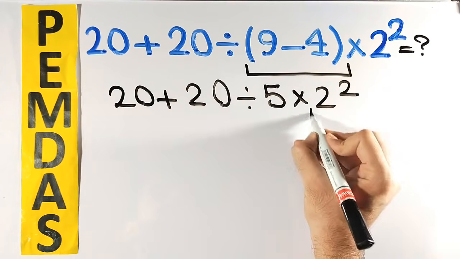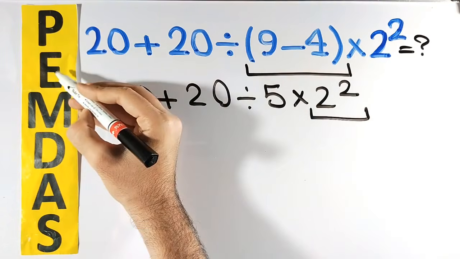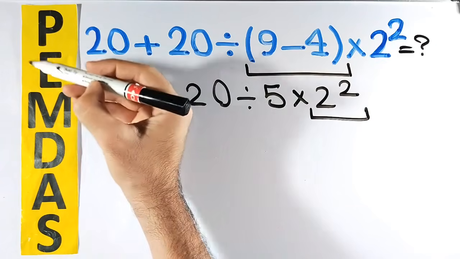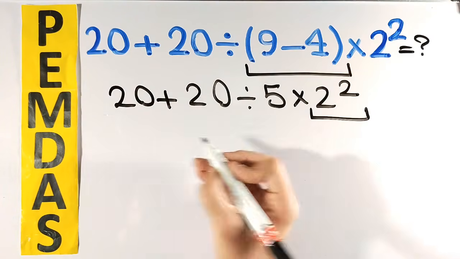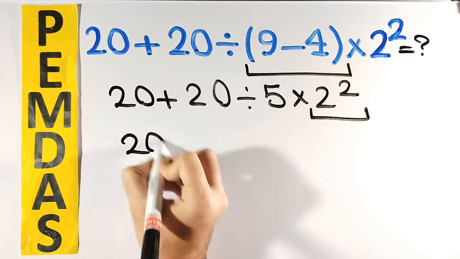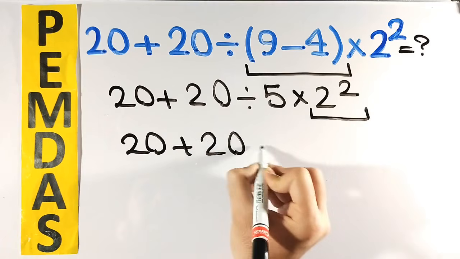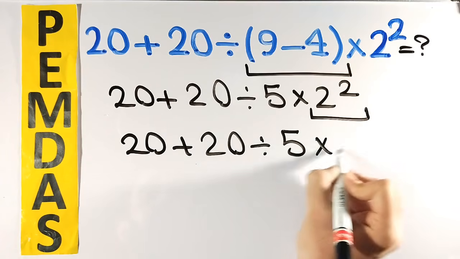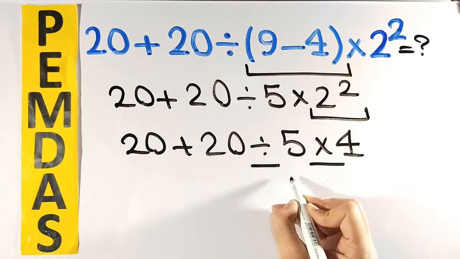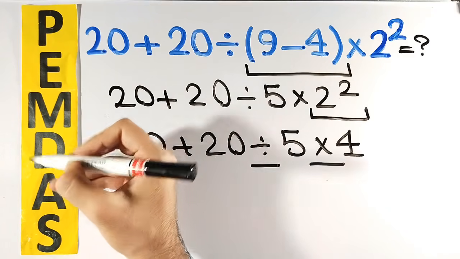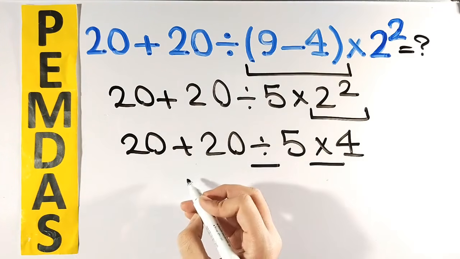In the next step, we go for the exponent, because in the PEMDAS rule, after parentheses, exponent has a higher priority than the other operations. So, we rewrite this expression as 20 + 20 ÷ 5 × 4. Then, we move on to the division and multiplication, because multiplication and division have a higher priority than addition.